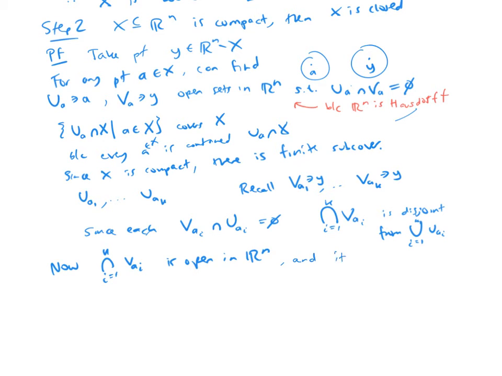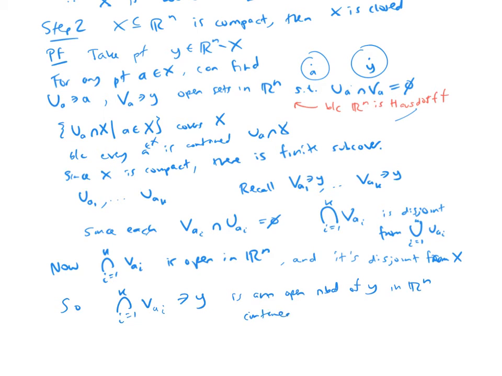Furthermore, it's disjoint from X because these finitely many U's cover X, and this intersection is disjoint from the union of these U's. So this intersection of these V's, which contains Y, since each V contains Y, is an open neighborhood of Y in Rn that is contained in the complement of X, and that is exactly what we need to show that this complement is open.